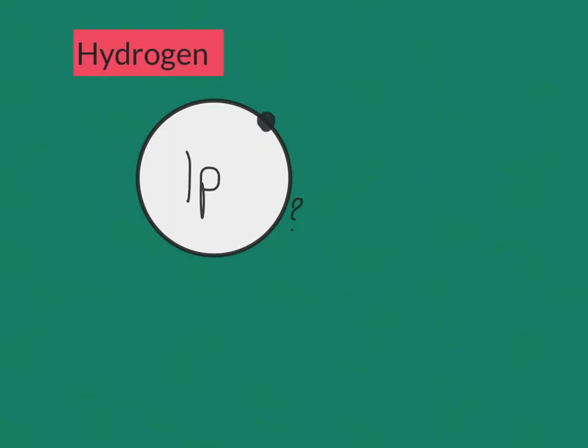So where do I get that electron? I can get that from other elements, other atoms. Other atoms can donate or give away an electron.